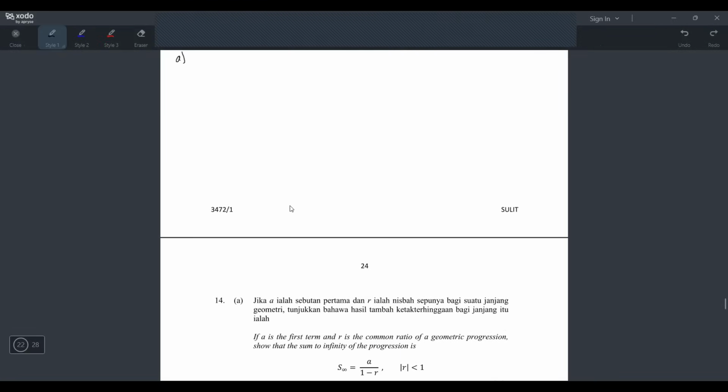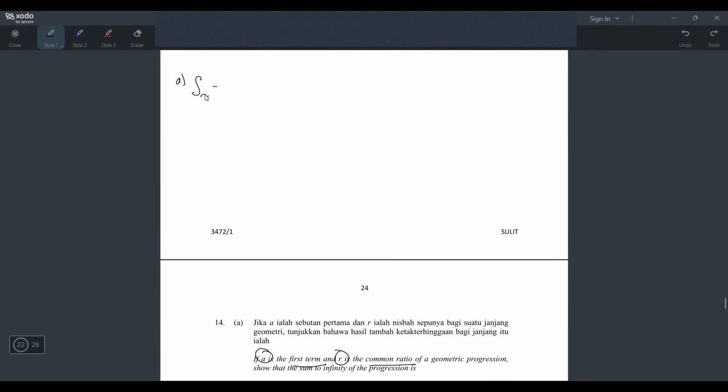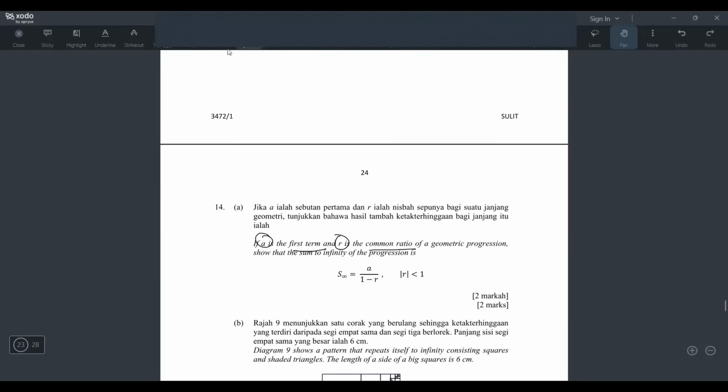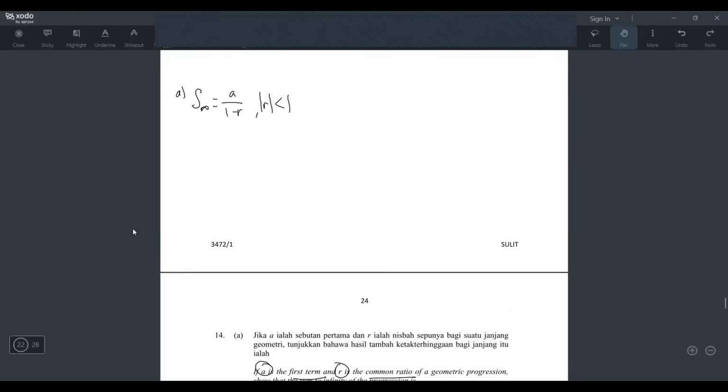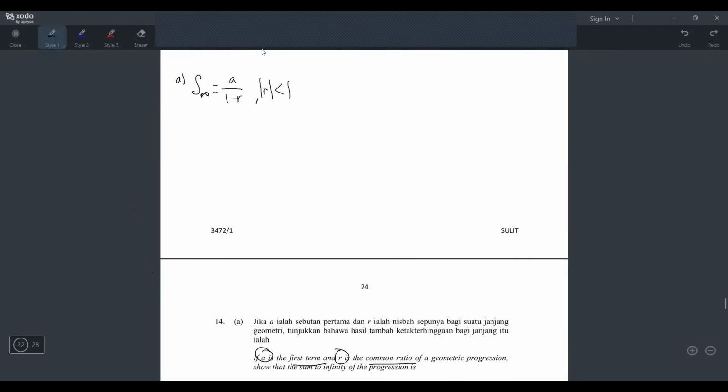Okay, number 14a. I'm going to do it up here. Let's read. If a is the first term and r is the common ratio of a geometric progression, show that the sum to infinity of the progression is this one. So let's write down the formula for sum to infinity: a over 1 minus r. And beside it they will write something like this: r has to be smaller than 1. Okay, it's fine, I will explain later. Let's see how many marks first. Oh, 2 marks only. If it's 2 marks only, then I know how I want to do it already.